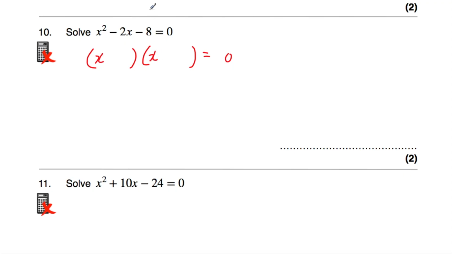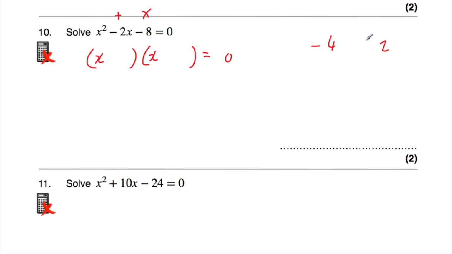And now we want to find two numbers that will times together to give us negative 8, and add together to be negative 2. Now again, we could list all the options down. Because they're timesing together to be a negative, one's going to be positive and one's going to be negative. They're going to times together to be negative 8, and they're going to add to be negative 2. So I'm thinking negative 4 and 2.